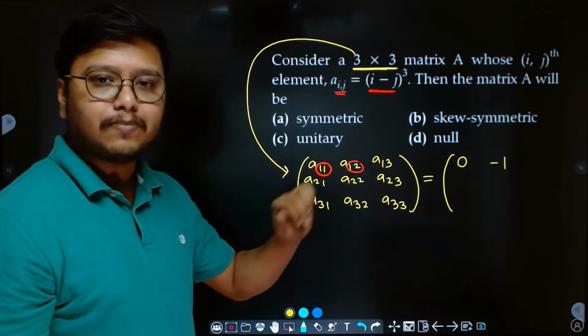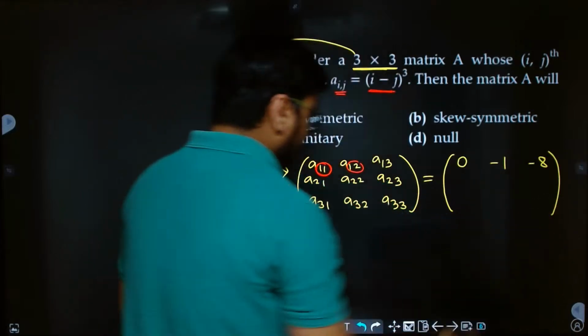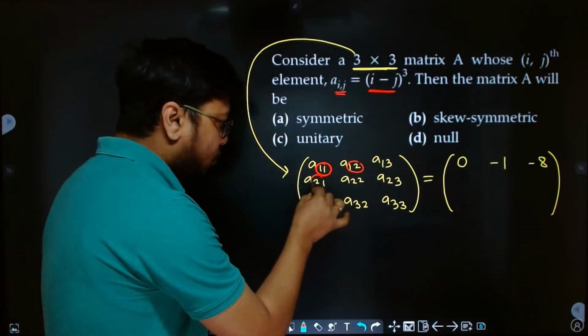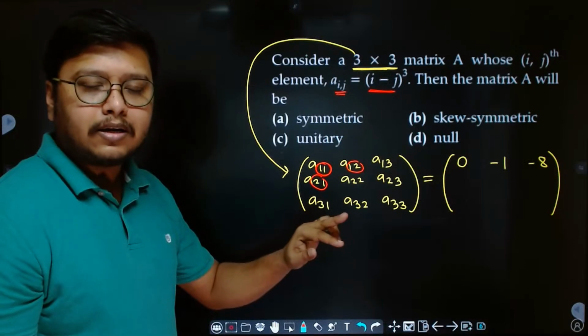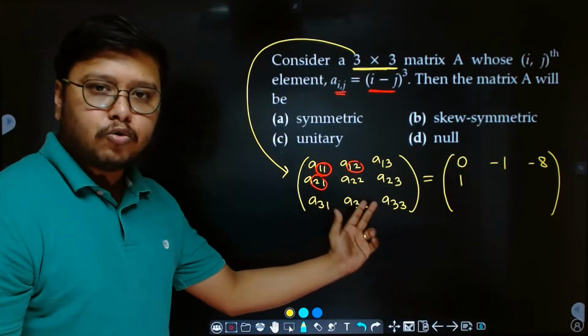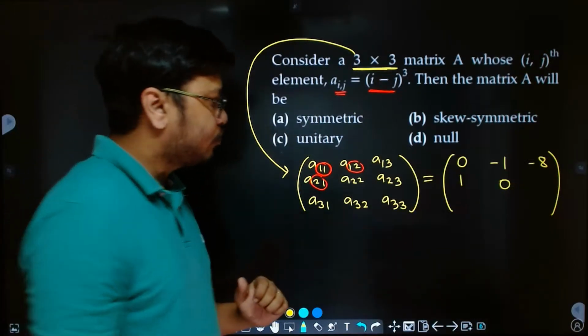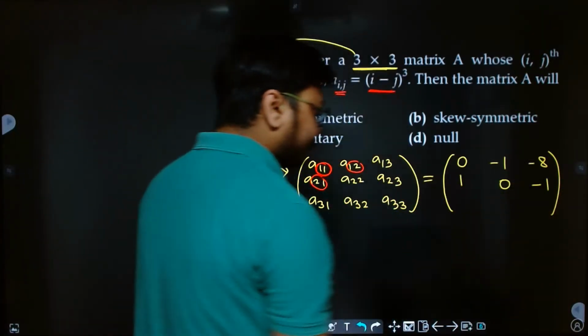1 minus 3 is minus 2. Minus 2 whole cube is minus 8. Okay. Then coming to this position, 2 1. So 2 minus 1 whole cube, that is 1. 2 minus 2 whole cube, that is 0. 2 minus 3 whole cube, that is minus 1.